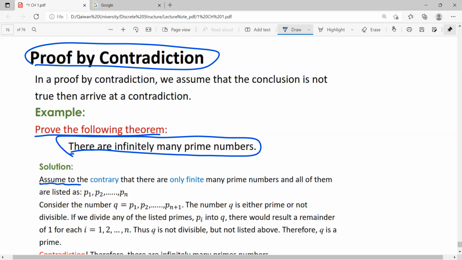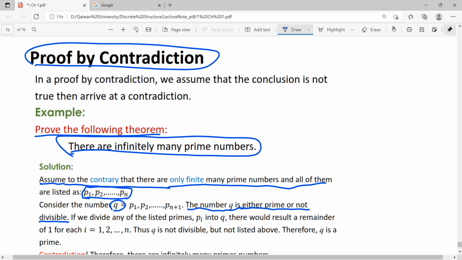Here, we say assume to the contrary that there are only finitely many prime numbers, which are P1, P2 up to Pn. We have only a finite number of primes, and we consider we have P1 up to Pn as the primes. We let Q be a number, which is either prime or not prime.